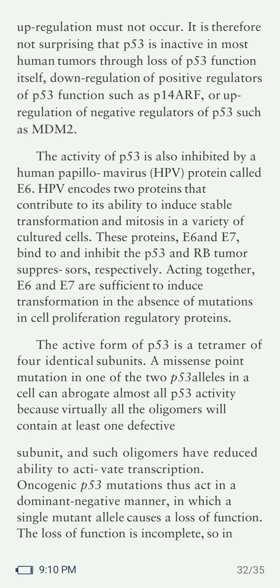The activity of P53 is also inhibited by a human papilloma virus HPV protein called E6. HPV encodes two proteins that contribute to its ability to induce stable transformation and mitosis in a variety of cultured cells. Those proteins E6 and E7 bind to and inhibit the P53 and RB tumor suppressors respectively. Acting together, E6 and E7 are sufficient to induce transformation in the absence of mutations in cell proliferation regulatory proteins.